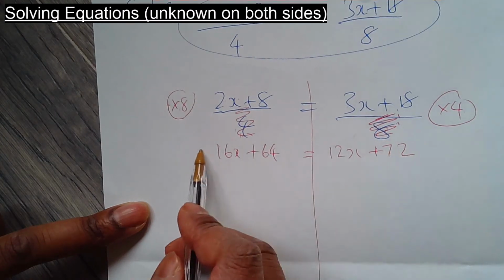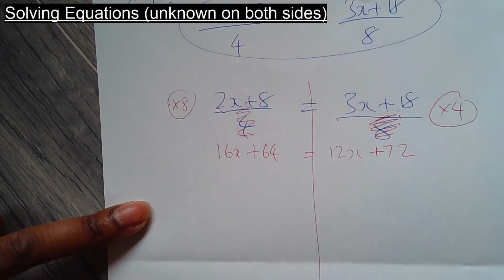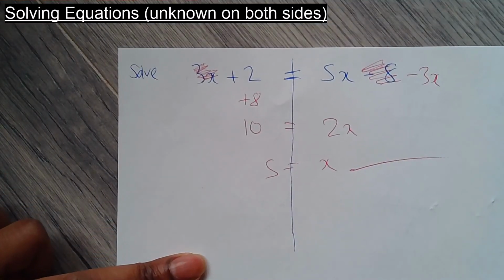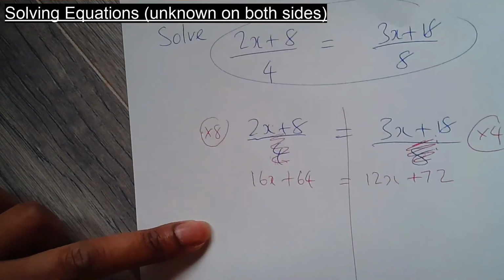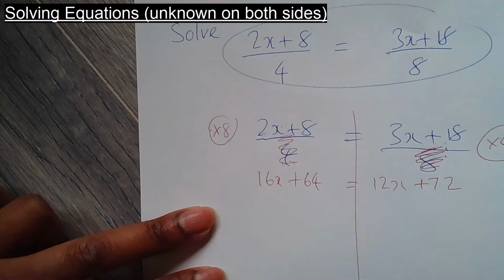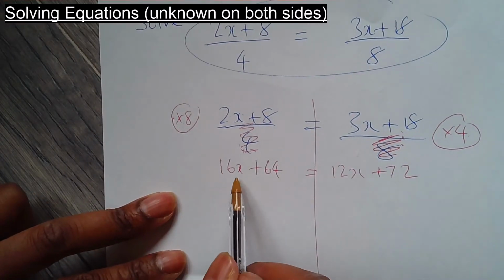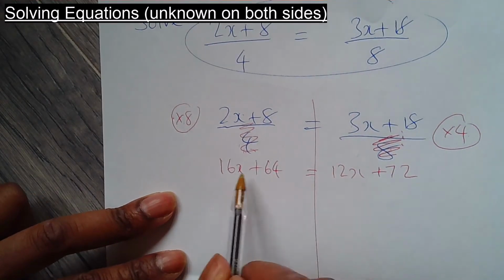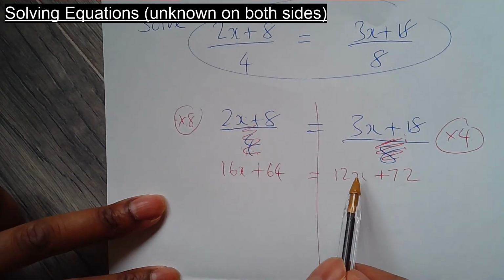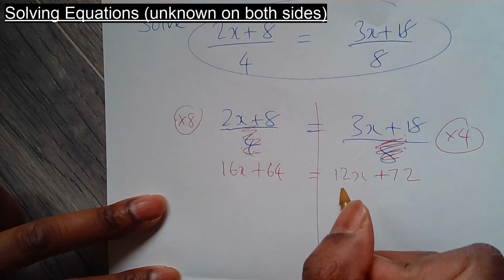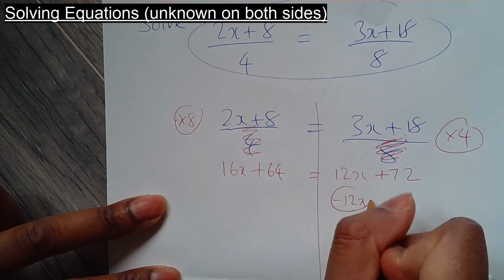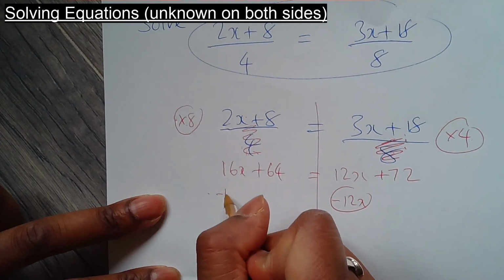So now this question becomes kind of similar to what we had before. So I've still got x terms on both sides. I want the x terms to be together. So pick on the smallest x term. Rather than pick on the 16x, pick on the 12x. So to get rid of 12x, you do minus 12x. Do the same on the other side.